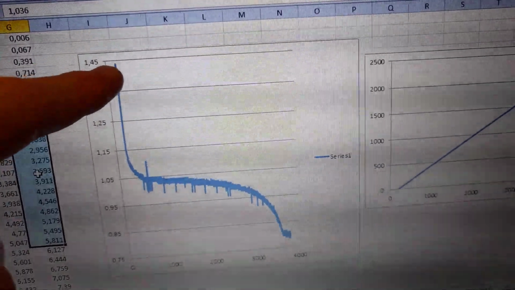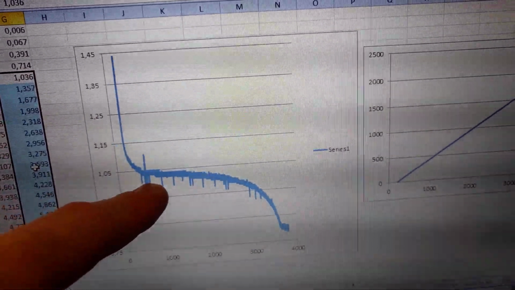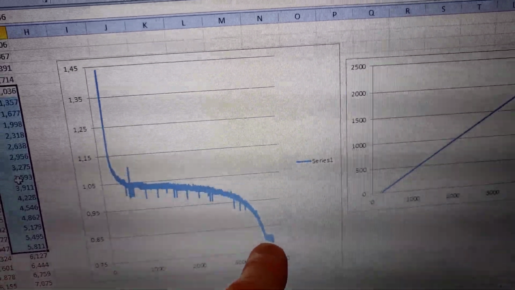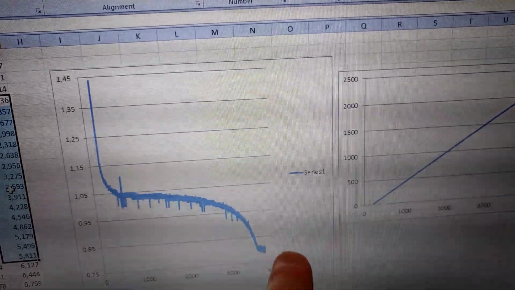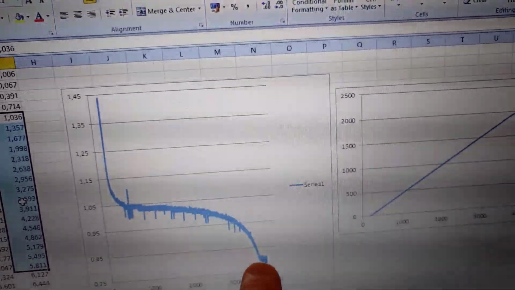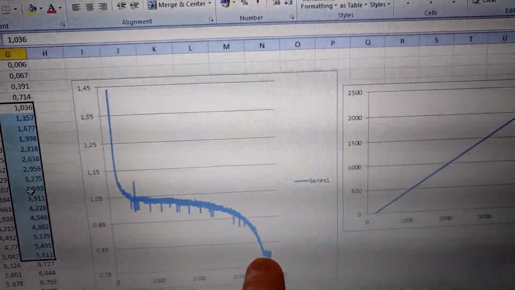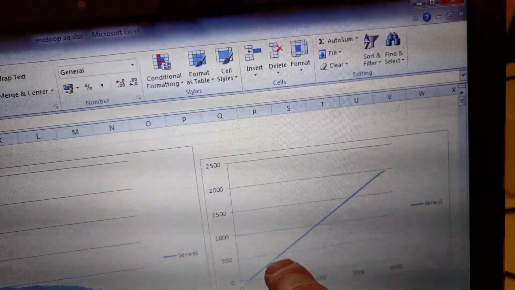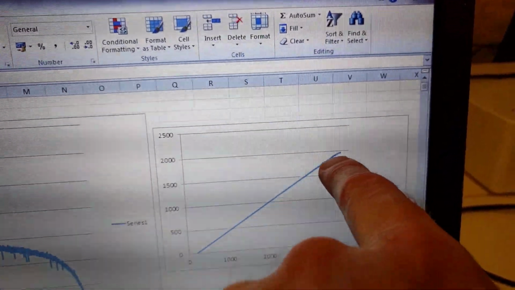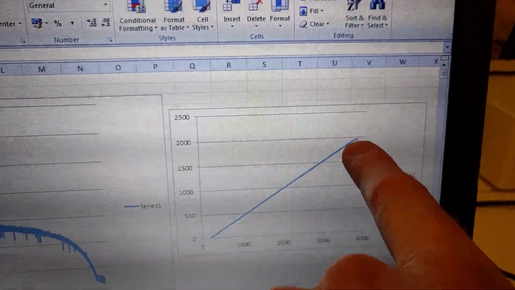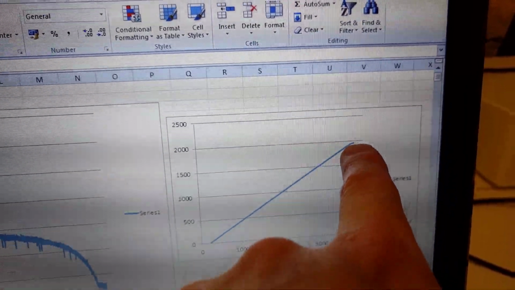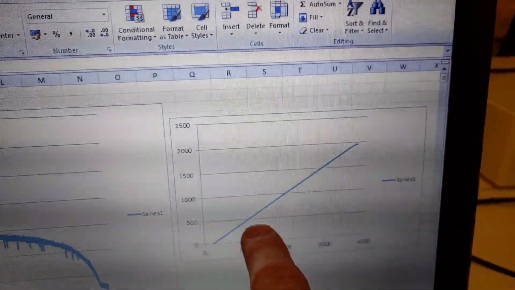The voltage drops from 1.45, goes all the way down to 1 volt, and here the load is removed at 0.8 volt. So in this example I set the voltage limit to 0.8 volt. Now this is a plot of the milliamp hours, the capacity, and you can see it increases linearly, which is as expected because the current is constant and the time is linear. And then at a certain moment it starts bending, and that's the moment when you hit 0.8 volts.